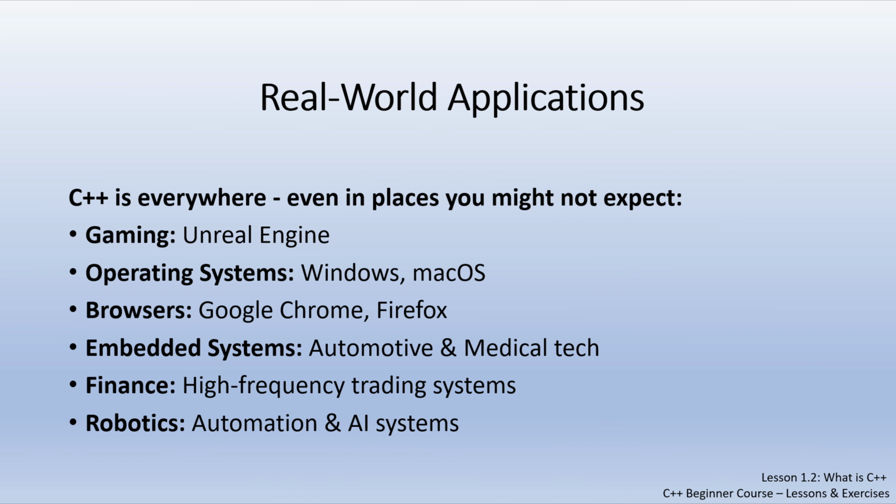Because of this power, C++ is everywhere, even in places you might not expect. It powers game engines like Unreal Engine, operating systems like Windows, and browsers like Chrome and Firefox. It is inside embedded systems in cars, medical devices, high-frequency trading systems, robotics, real-time simulations, and heavy video editing software. If something needs to be fast, efficient, or close to the hardware, C++ is usually involved.